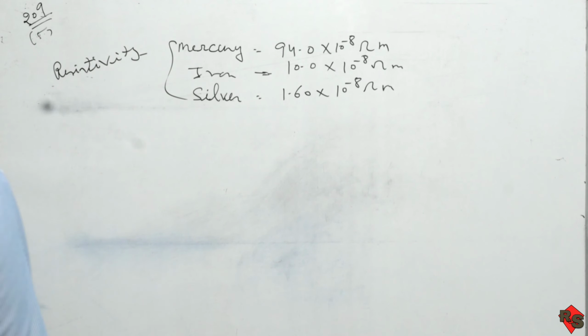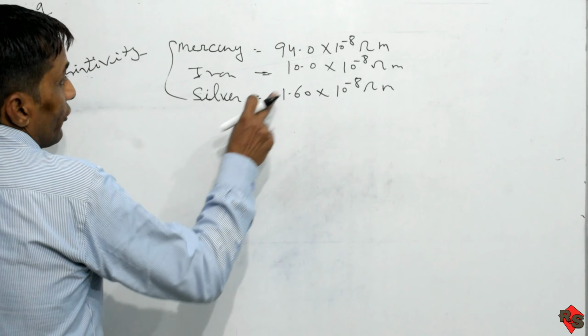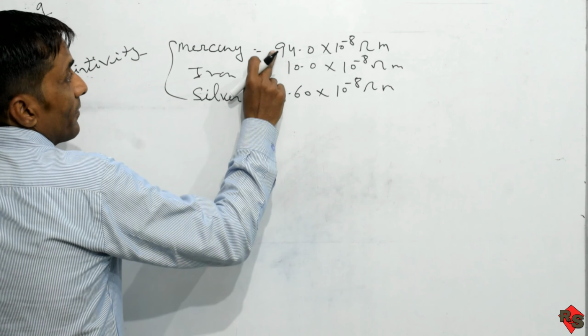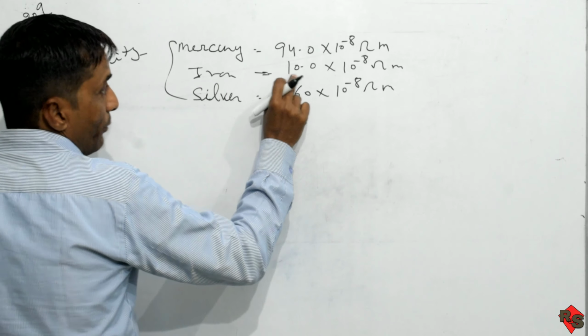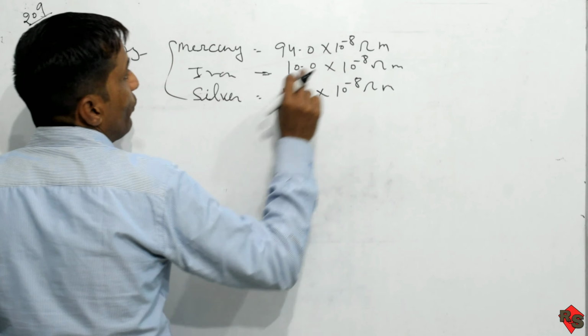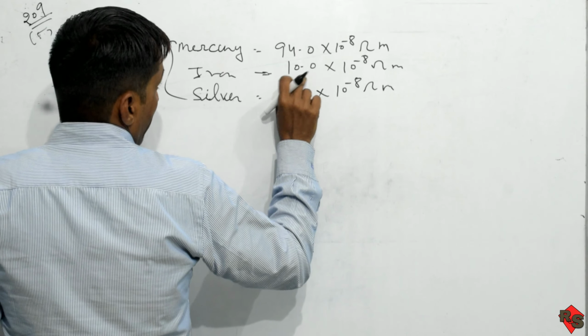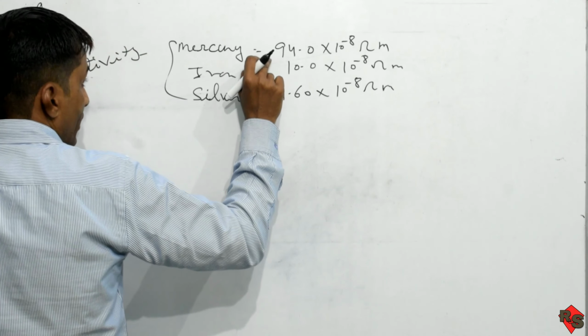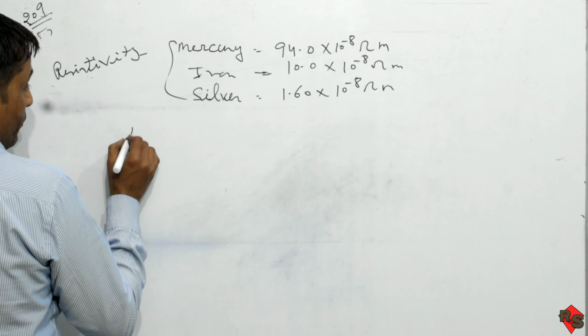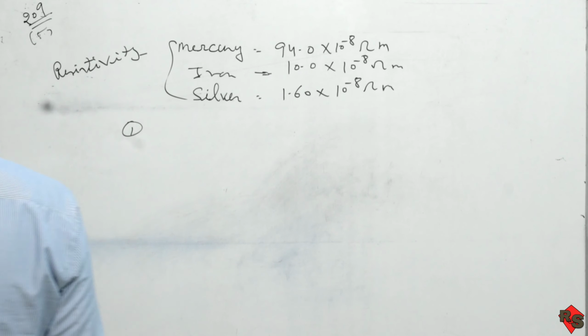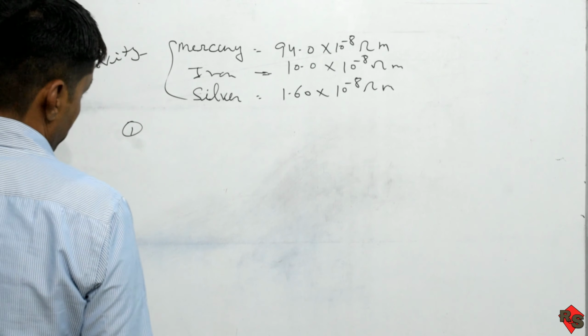So the first question is which among iron and mercury is a better conductor? Iron is better than mercury, because the resistivity of mercury is 94.0 and the resistivity of iron is 10.0 into 10 to the power minus 8. So iron is the first answer. Iron is a better conductor.